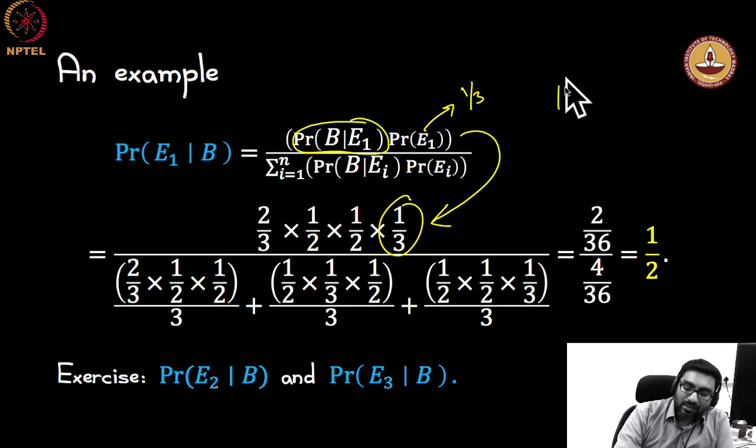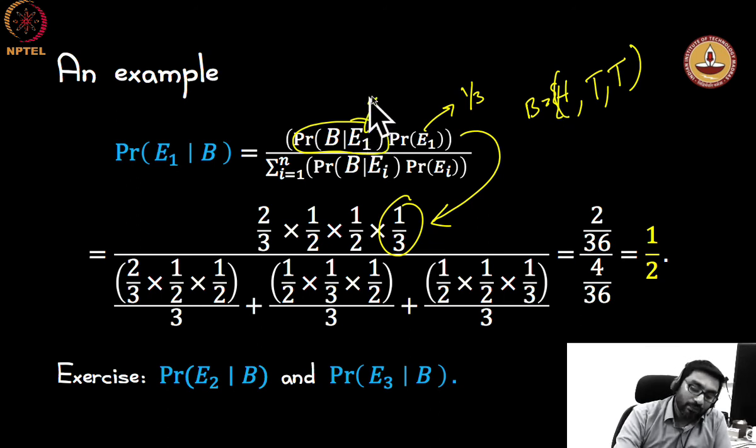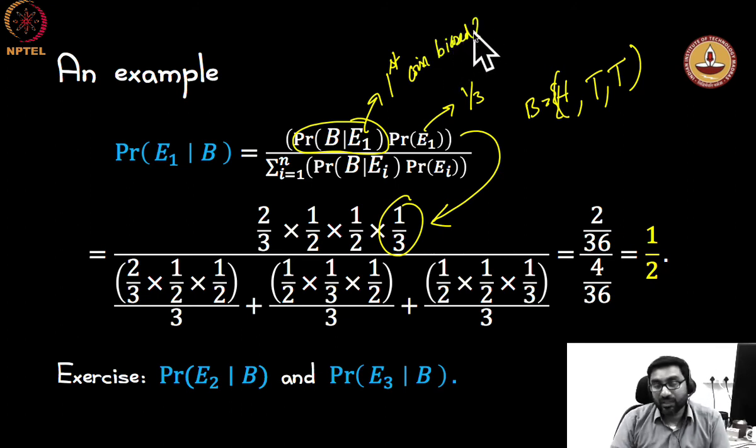Remember, B is heads, tails, tails. So what is the probability of getting a heads given E1, which means that the first coin is biased? So given the first coin is biased, what is the probability that that coin will come out heads? Well, we know that it's 2/3.